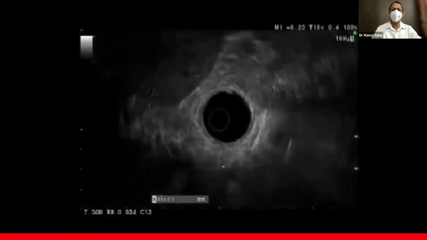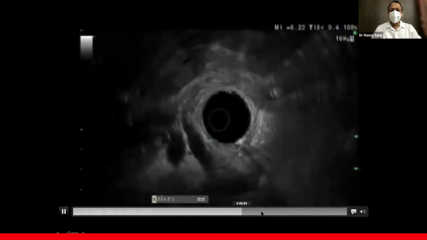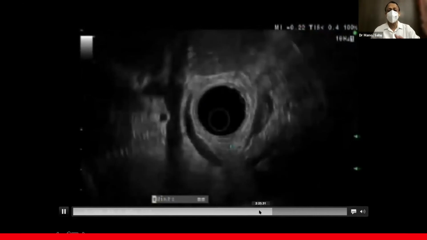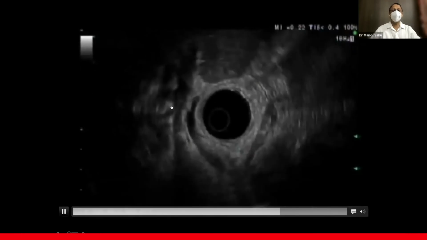Here the bile duct is close to the transducer and below is the portal vein. You are able to image, so this is the video, and you can follow the bile ducts towards the ampulla by clockwise rotation, and by anti-clockwise rotation, you can follow the bile duct towards the hilum.